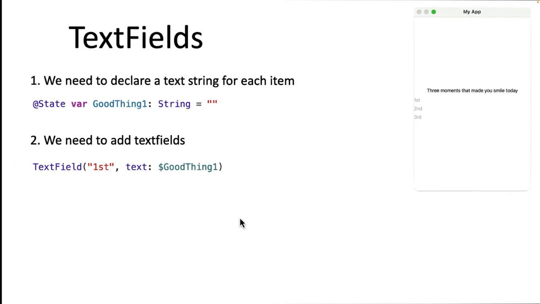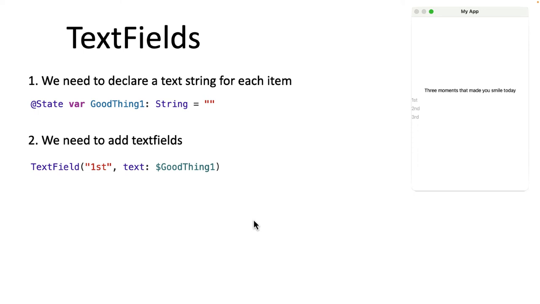And so for this to be a Hygge app, we actually need to be able to input something. So we need to declare a text string for each item, and we need to add those text fields. So what you can see here is first, and that's what appears before you type anything.